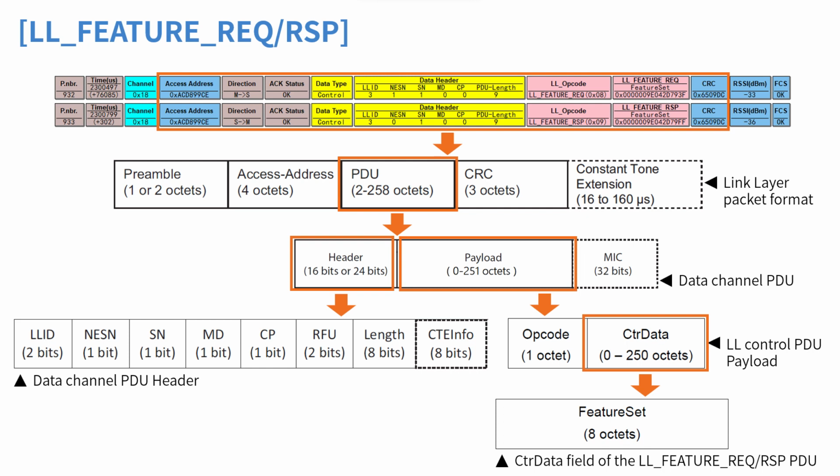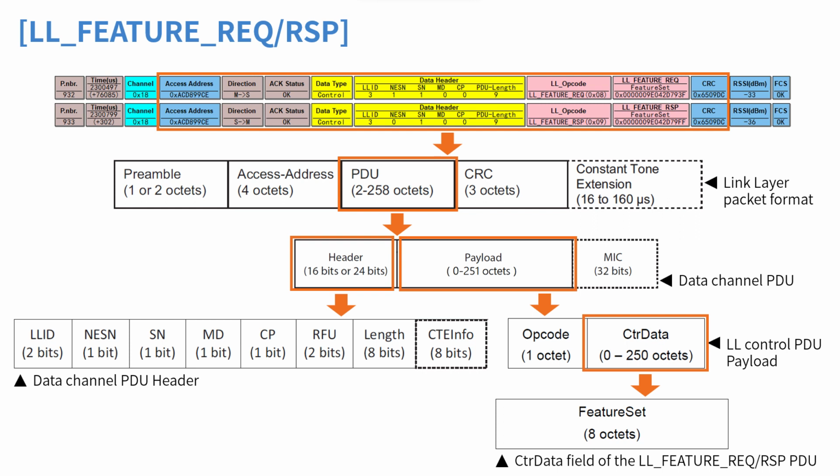This is the LL feature request packet sent by the central and the LL feature response packet sent by the peripheral. The combination of the LL control PDU has changed. In an LL feature request, feature set should contain the set of features supported by the central's link layer. In an LL feature response, byte 0 of feature set should contain a set of features supported by the link layers of both the central and the peripheral.